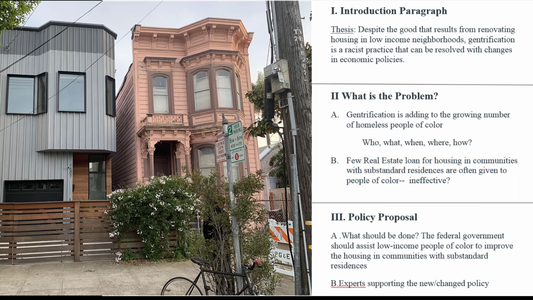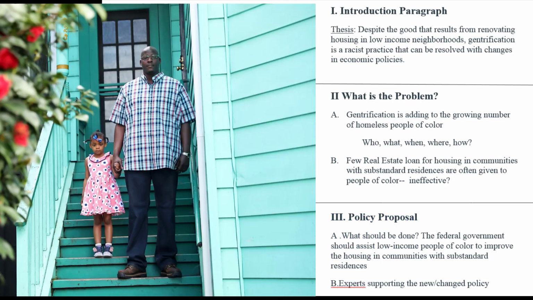After I've presented the problem, I would do my policy proposal, which is very similar to my thesis. I'm answering the question, what should be done? And here's the claim. The federal government should assist low-income people of color to improve the housing in communities with substandard residences. And I'd have experts supporting this policy.